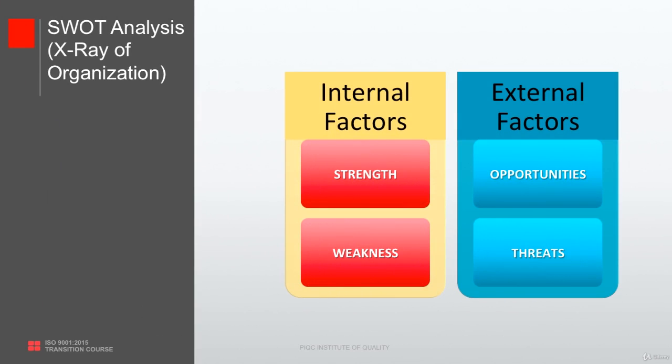SWOT analysis, or an X-ray of an organization. Let me now explain what is SWOT analysis, which is an interesting and an important tool which can be used in identifying the internal and external issues. Well, there are two broad categories: internal factors and external factors. Internal factors include strengths and weaknesses of the organization or any specific department of the organization. External factors include opportunities and threats, again for the organization as a whole or the department.